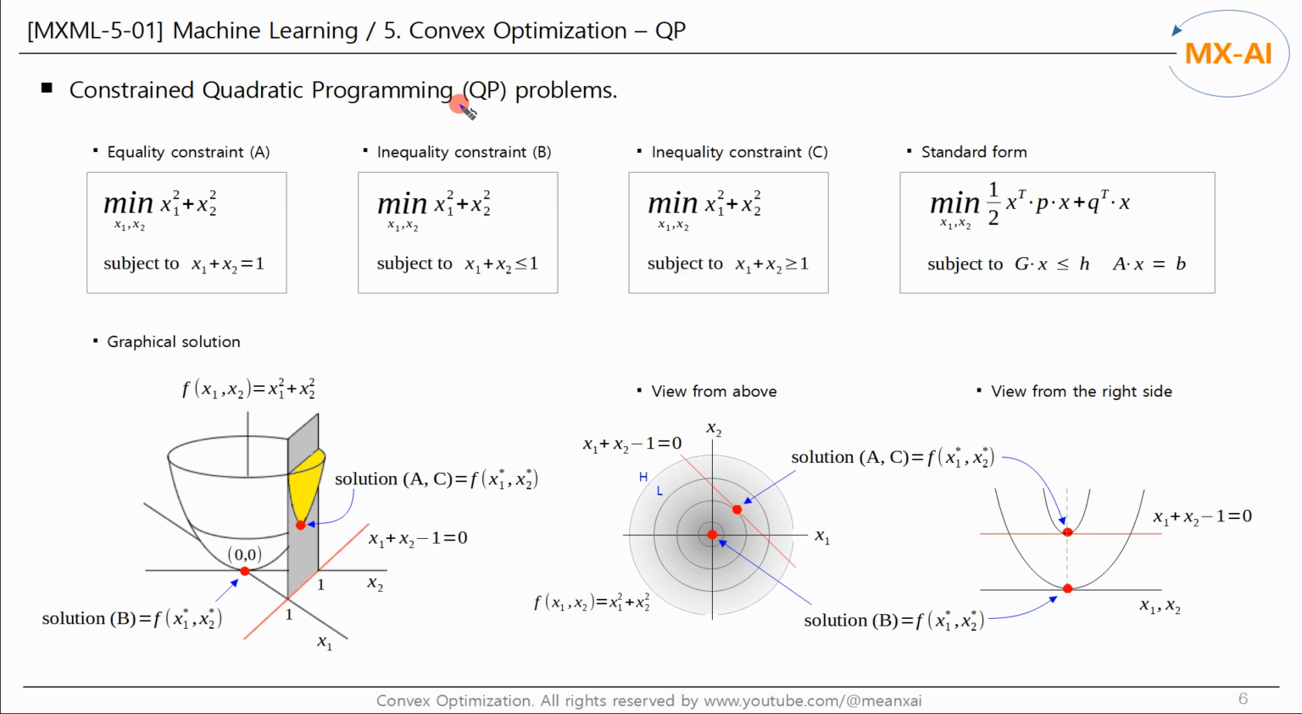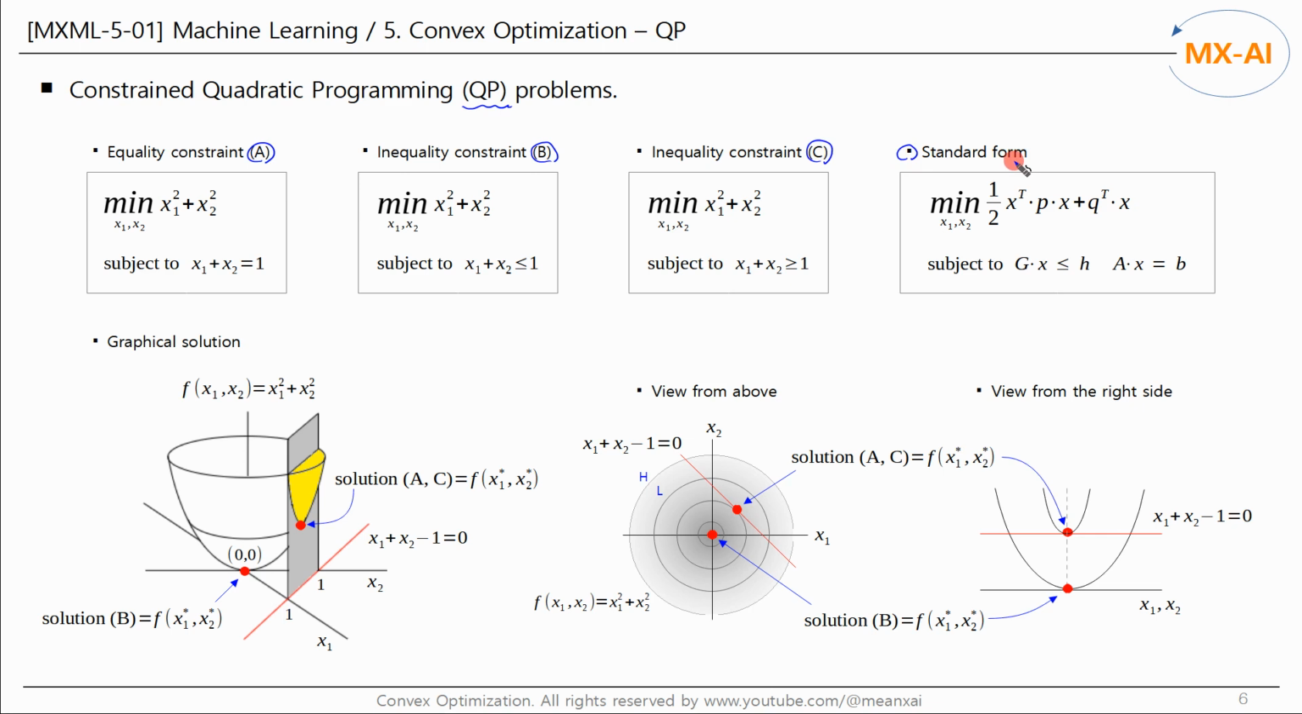This time, we will solve a simple quadratic programming problem using a graph method and see how the solution changes depending on the constraints. Below are three types of optimization problems. The objective function is the same, but the constraints are different. These problems can be expressed in one standard form as follows.